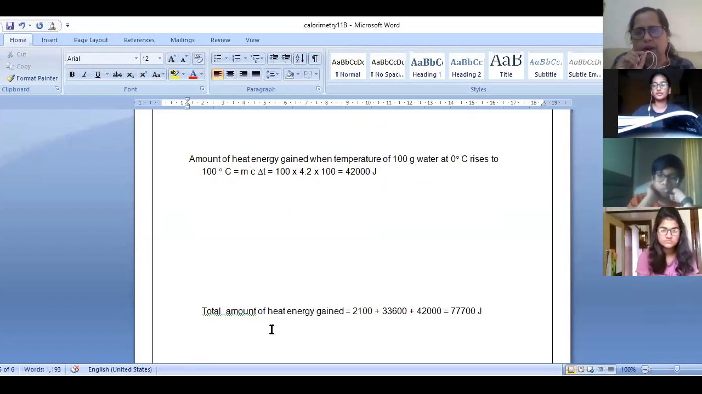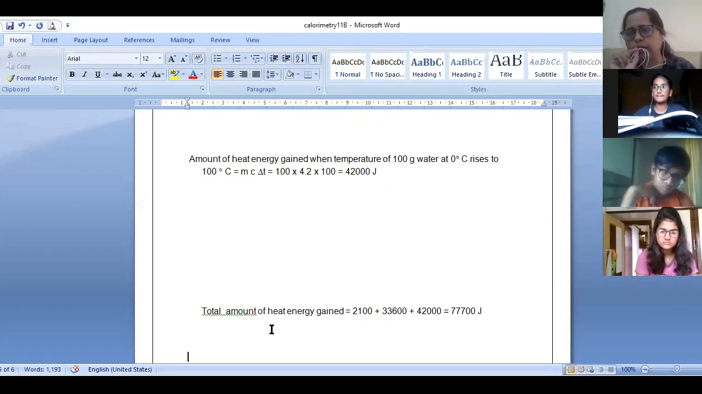Okay, simple. Just go step by step. It's very simple, but you should know how to go step by step. Remember, in each step there will be a different value of C for different things, and delta T. Be very careful of delta T. Which temperature is going to which temperature?